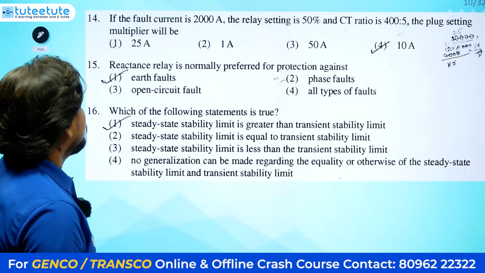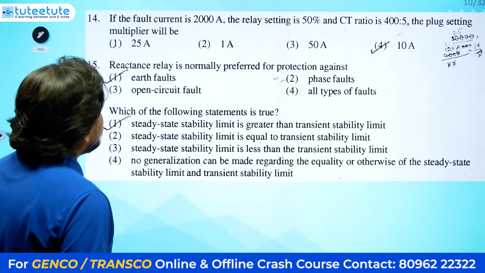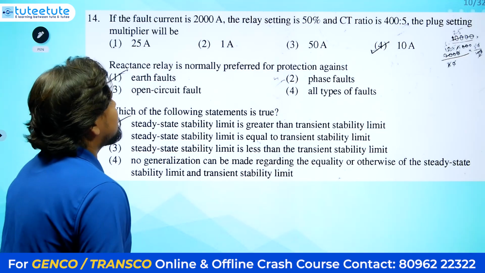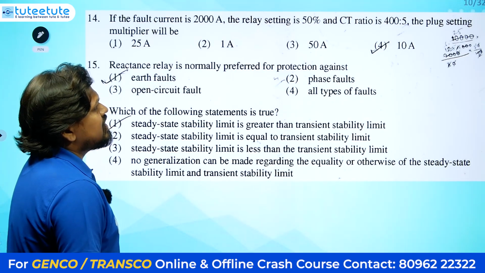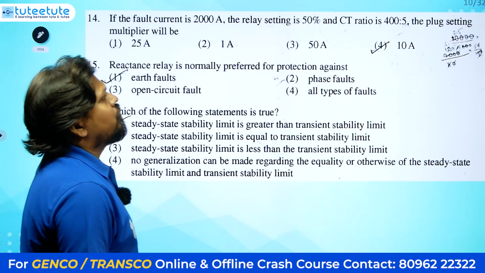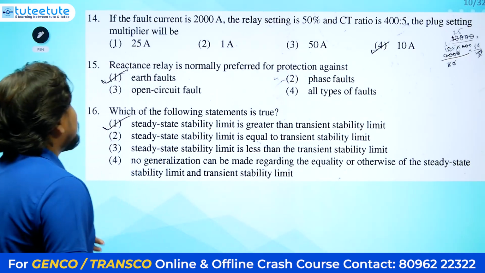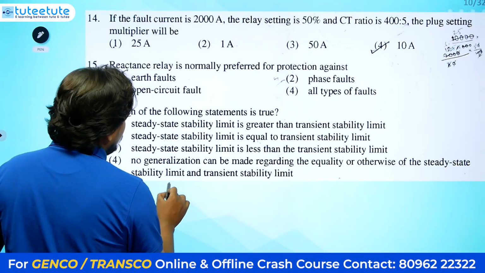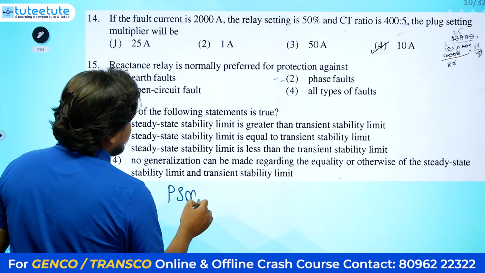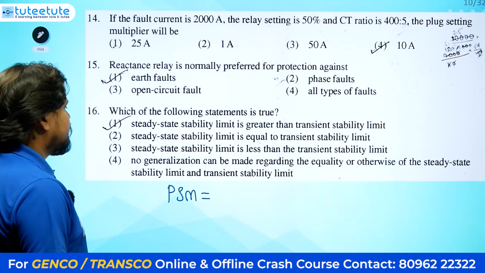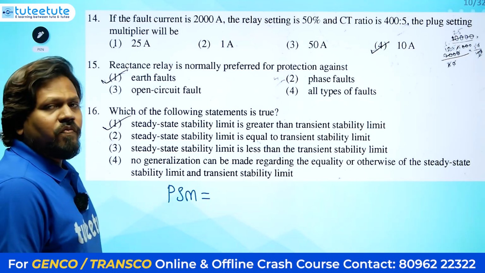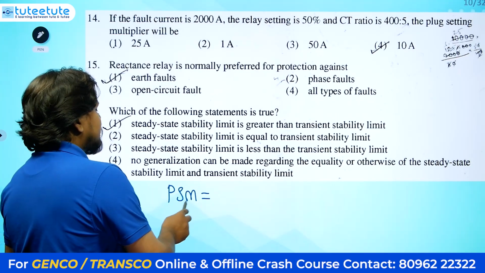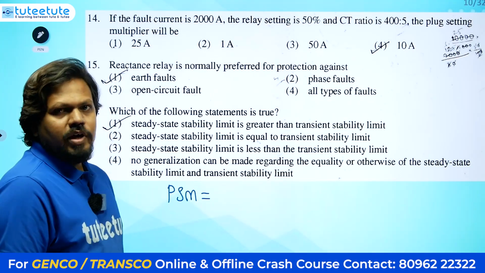Okay, next one: if the fault current is 2000 amperes, the relay setting is 50% and the CT ratio is 400:5, the plug setting multiplier will be? Okay, so they are asking about plug setting multiplier. So what is this plug setting multiplier? For the relay we need to set this plug setting multiplier, and according to that it will be operating.